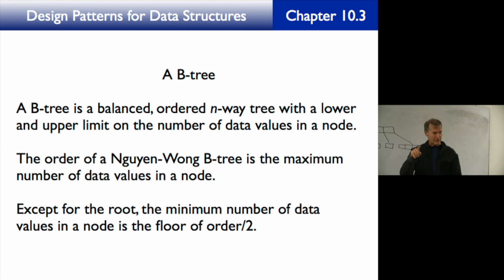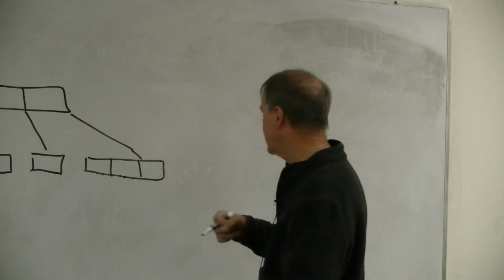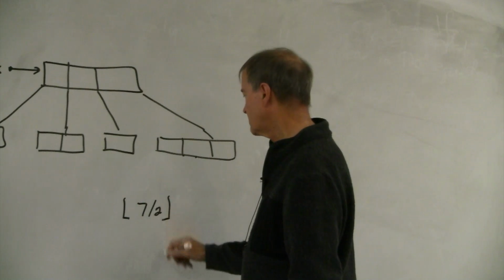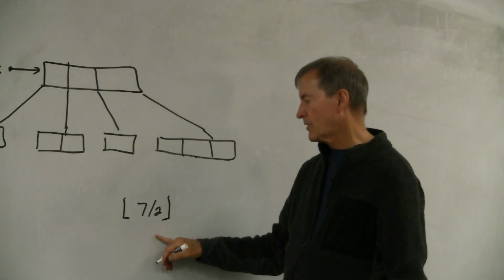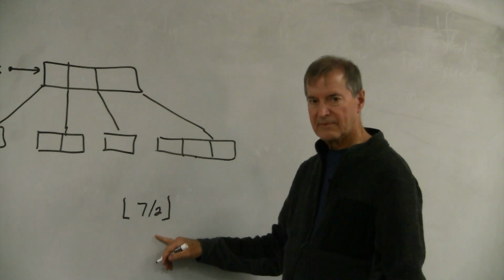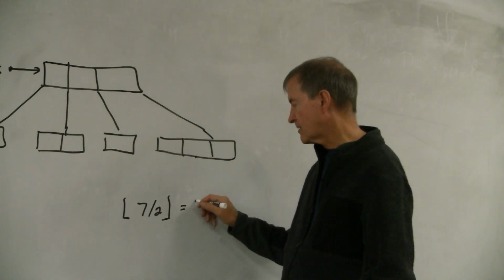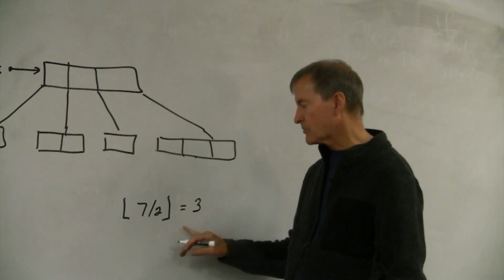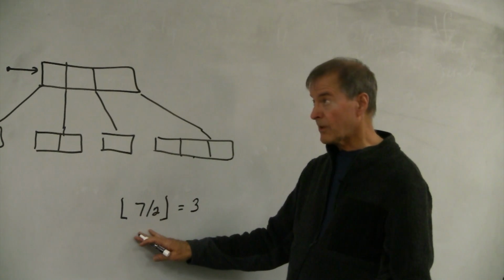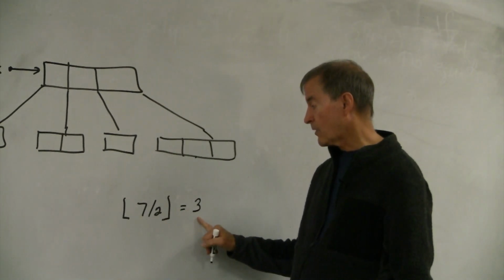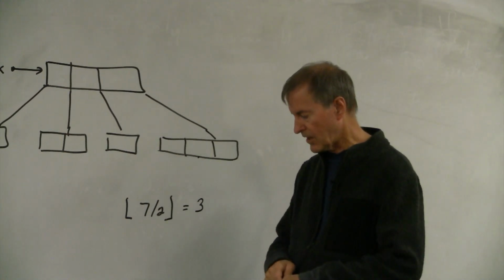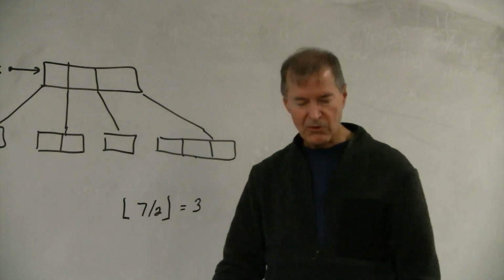So you remember the floor operation, the math floor? Remember this? What's the floor of 7 divided by 2? What's 7 divided by 2? 3.5. But the floor is what? 3. So if the order is 7, that means you can have from how many? Suppose the order is 7, the order of the B tree. Then you can have anywhere from what to what? From 3 to 7 data values in the node. So here's some more examples.